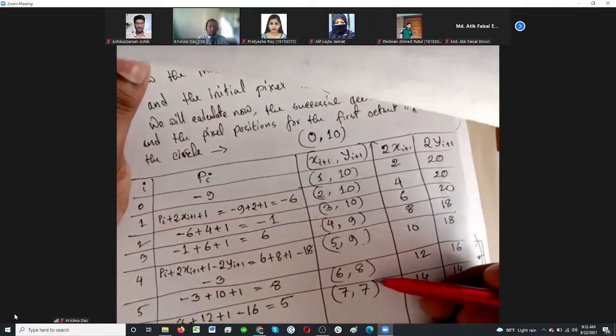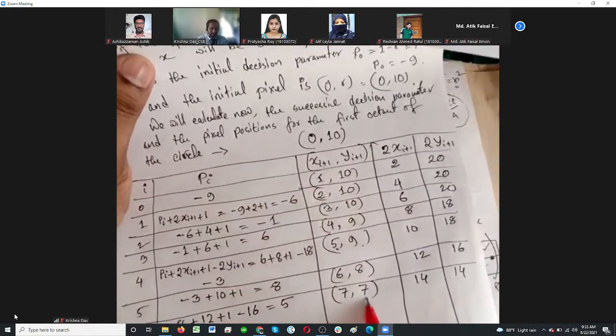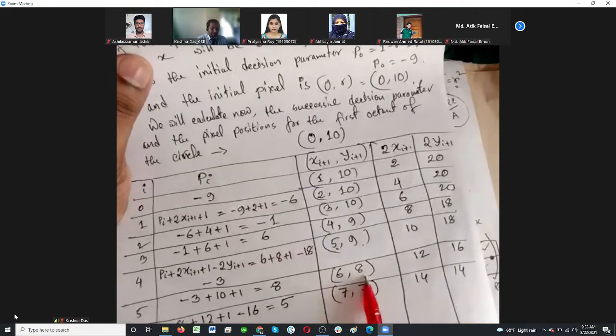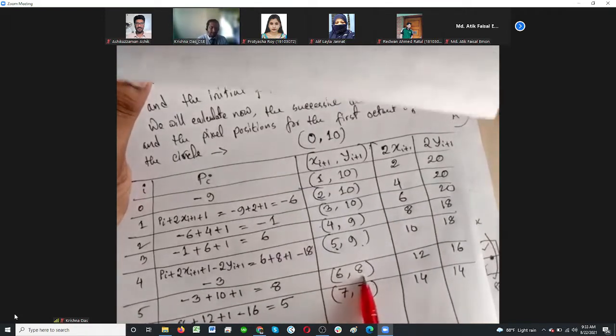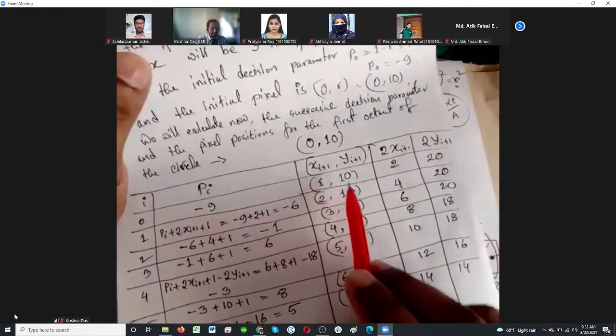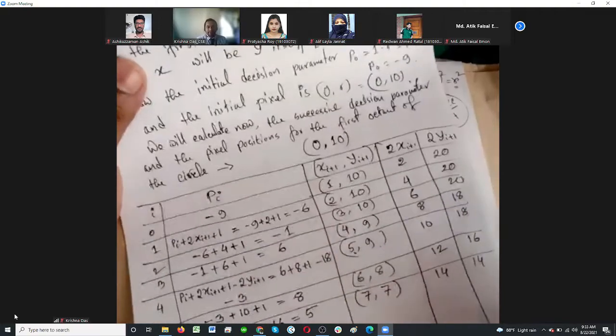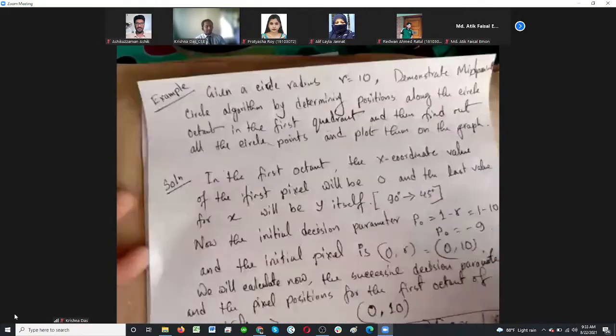Now we will do the reverse. We'll do the reverse, what does it mean? 7, 7 is the boundary, you can see. You can reverse, it is the same. That means the next point will be 8, 6. Next point will be 9, 5, 9, 4, 10, 3, 10, 2, 10, 1, and 10, 0. So that we get the second octant points. All right, so this is the process.